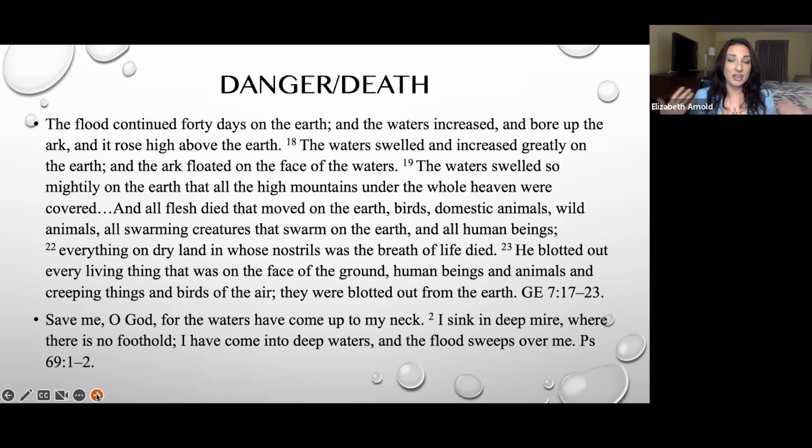Do you hear those echoes of the Genesis story in chapter 1? When God says, "Let the earth bring forth the swarming things that swarm and the crawling, creeping things that crawl and creep." Everything on dry land in whose nostrils was the breath of life. And there, that also harkens back to those early creation stories. God having breathed into something, and now he blotted out every living thing that was on the face of the ground. "Human beings and animals and creeping things and birds of the air, they were blotted out from the earth."